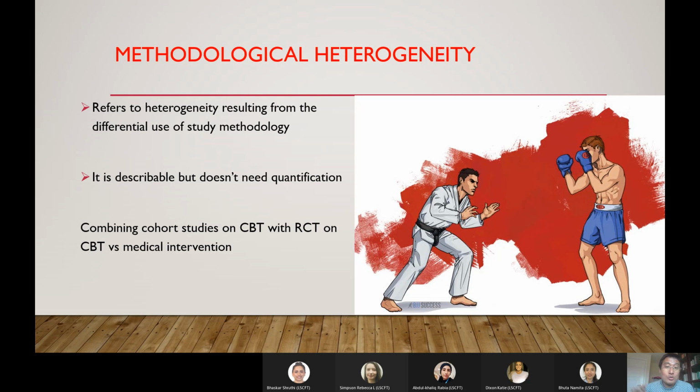So in the MCQ question, let us put a case control study of CBT compared with an RCT of olanzapine. Which type of heterogeneity has occurred? Five options. Methodological. Methodological, okay.